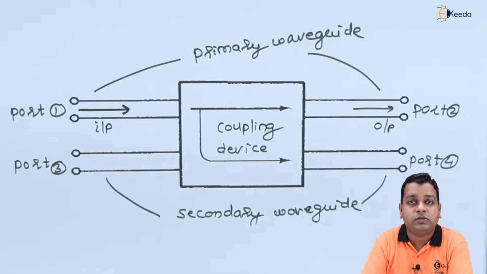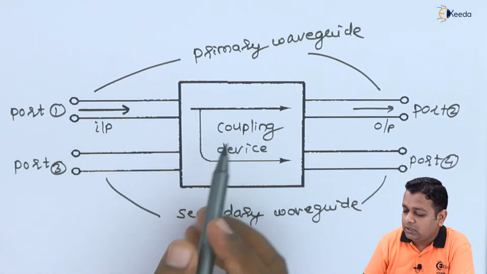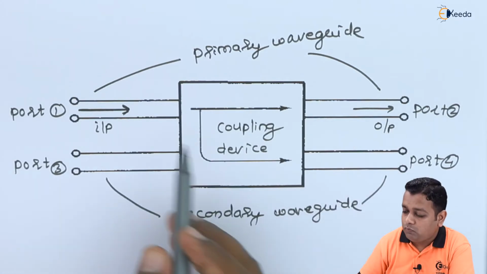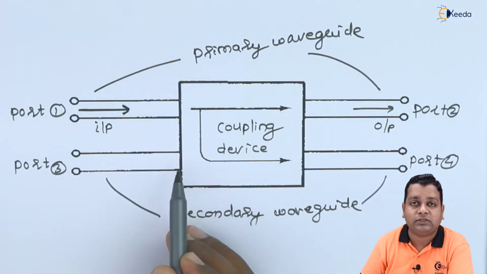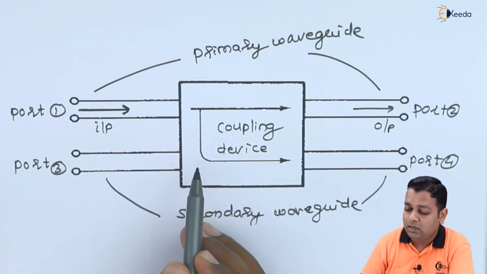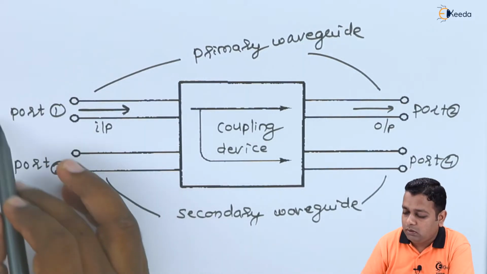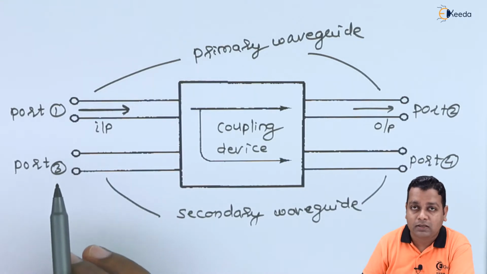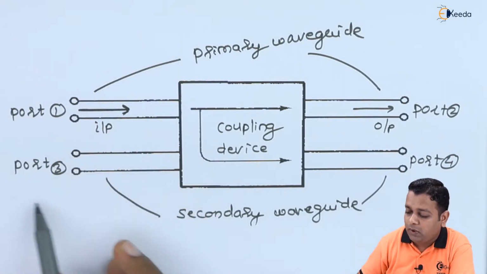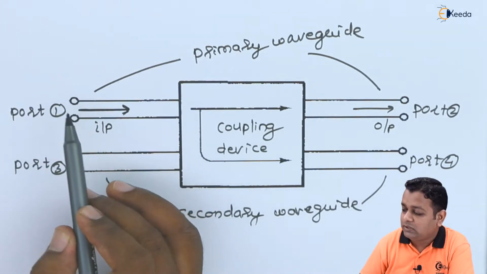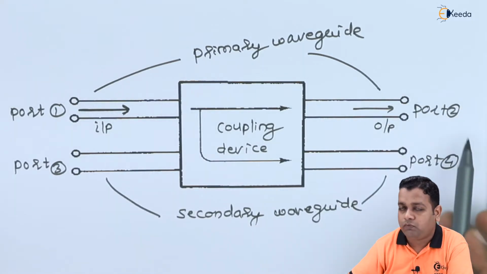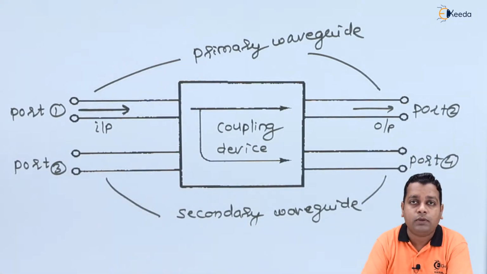Isolated ports means no coupling. So the coupling is from port 1 to 4, not from 1 to 3. This direction has not been shown in this schematic diagram. So there is no connection between port number 1 and port number 3 in the ideal case. So these are a pair of isolated ports. In a similar fashion, port number 2 to port number 4 is also a pair of isolated ports.